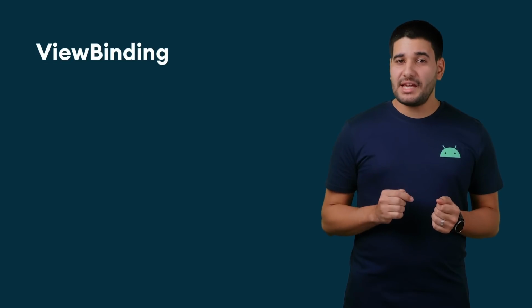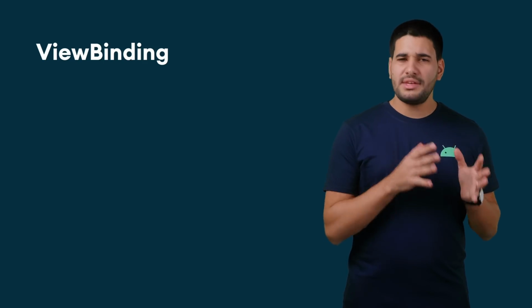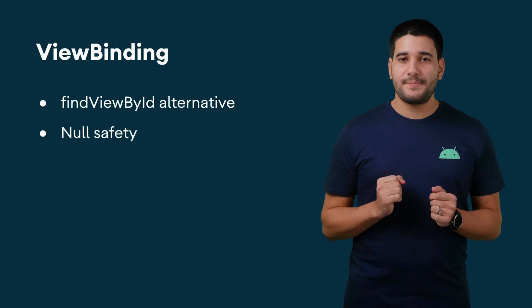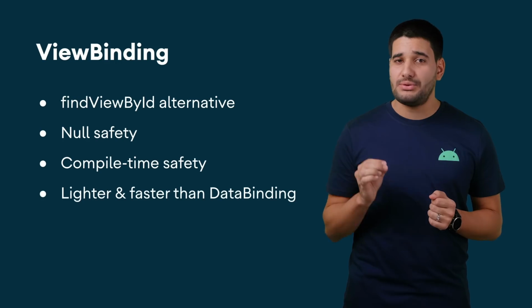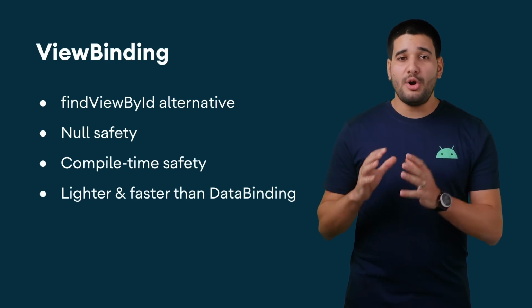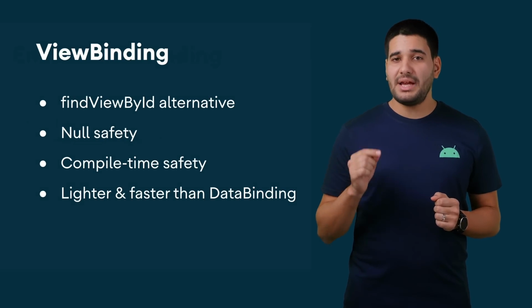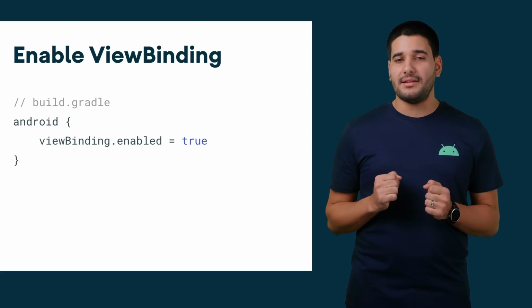If you are looking for a type and null safe solution to findViewById in your code, but you don't want to go all in on data binding, we now have a lighter and faster alternative. ViewBinding provides compile time safety when referencing views in your code. You can now replace findViewById with the auto-generated binding class reference. To start using ViewBinding, include the following code in each module's build Gradle file.